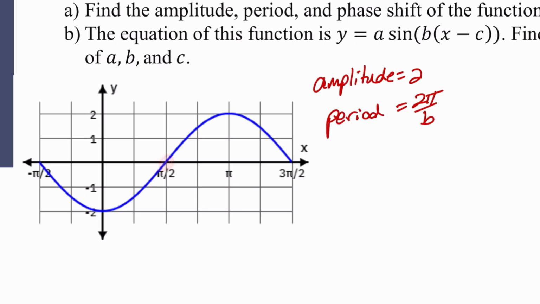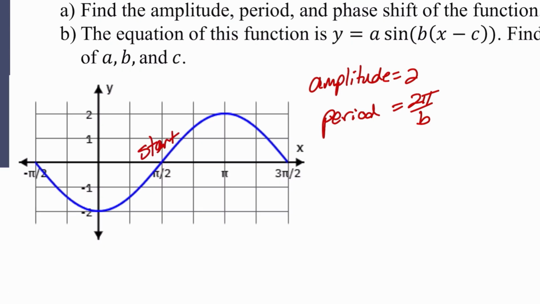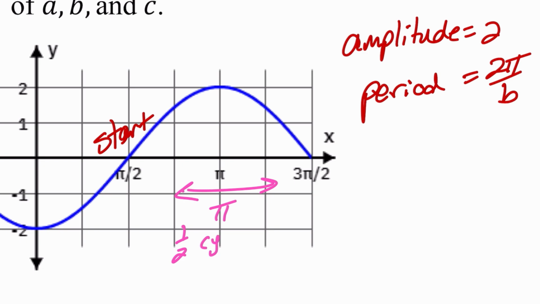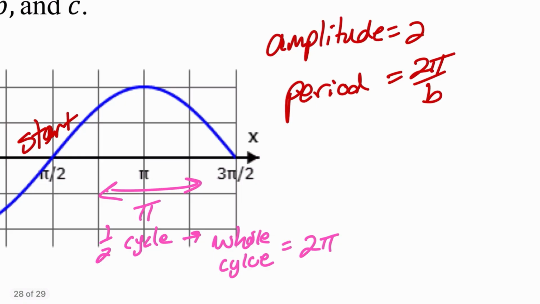But this is going to be our starting point right here if this is a sine function. If it were a cosine function, you could certainly start here and just have it reflect. So if we're going to start here at pi over 2, we're only getting 1/2 of a cycle between pi over 2 and 3 pi over 2. That horizontal distance between pi over 2 and 3 pi over 2, of course, is pi units. So that's just half of a cycle, which means that you're going to get a whole cycle in 2 pi radians. So that means that your period is going to be 2 pi, which equals 2 pi divided by b, so that b value is going to end up being 1.